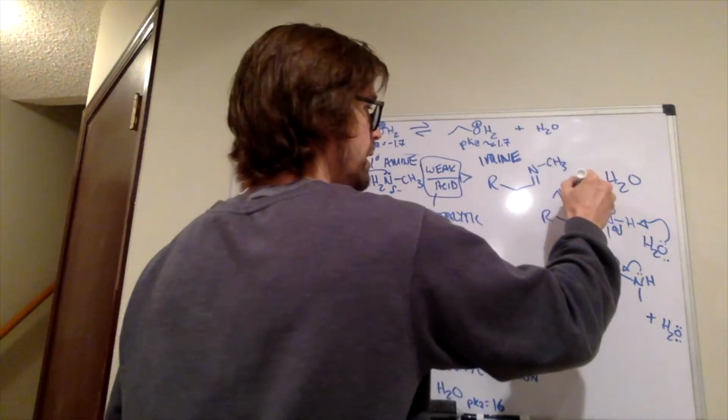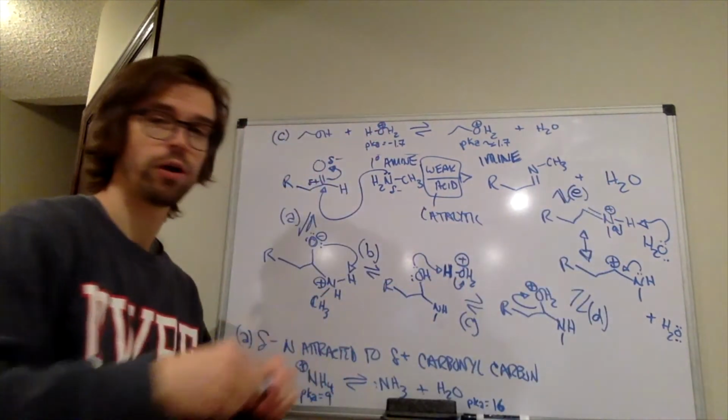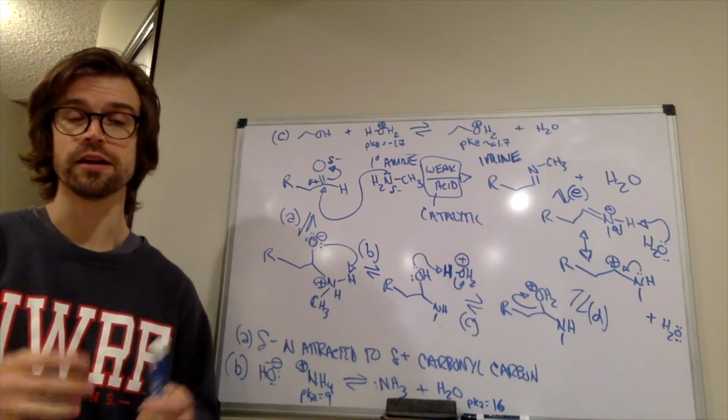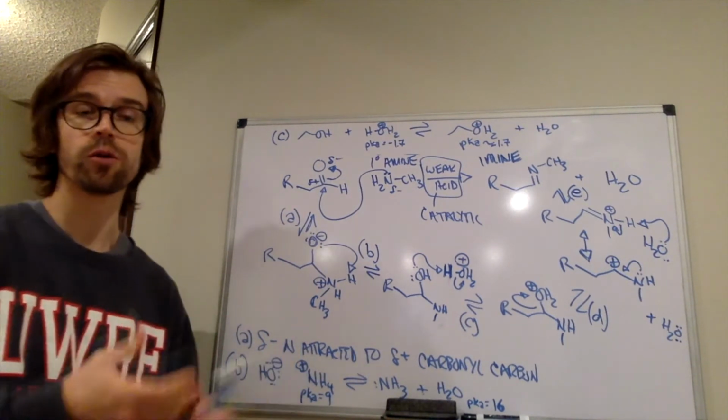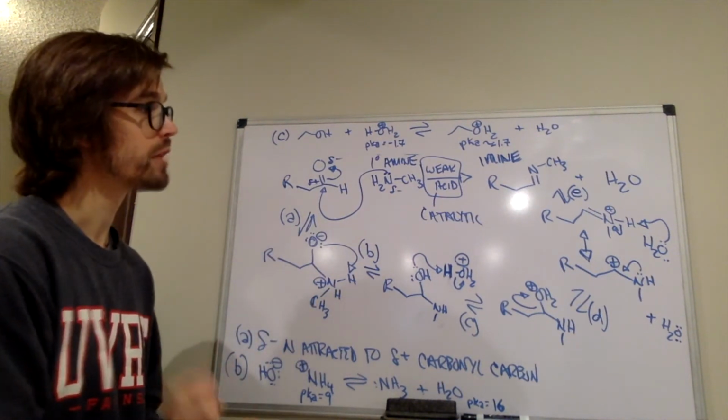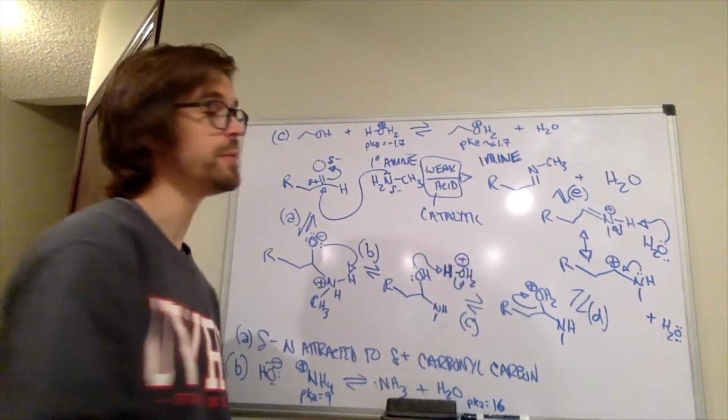This would be step E. Why did step E happen? Well, we have weak acid around. That's a catalytic acid, and in a reaction we use that and we reform it. So we had to reform it somewhere. There it is. So that's the last step. That forms our imine.